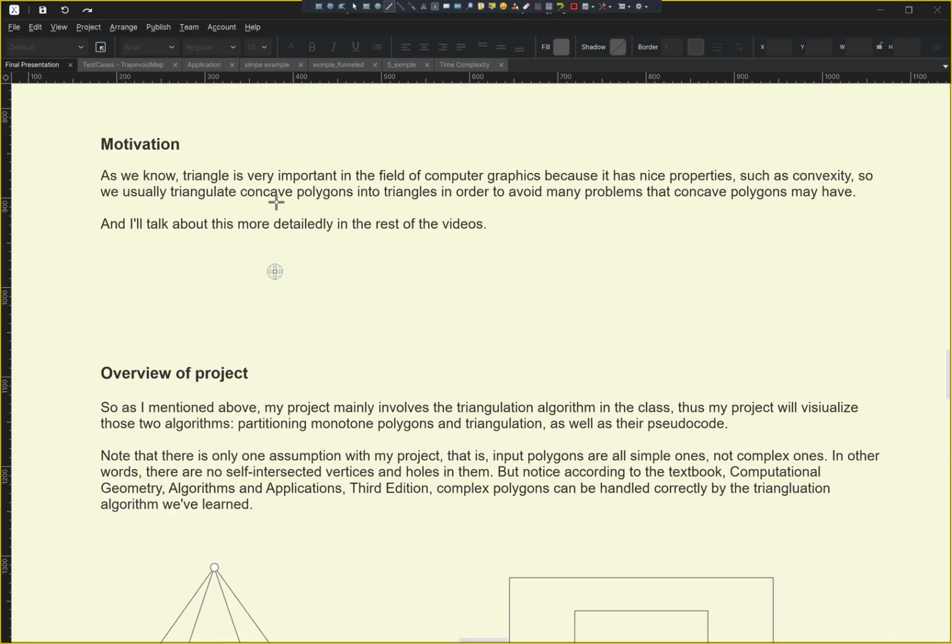As for the motivation, in the class we know triangles are very important in the field of computer graphics because triangles have very nice properties such as convexity. So in most cases, we will usually triangulate concave polygons into triangles in order to avoid many problems that concave polygons may have. And I will talk about this in more detail in the rest of the videos.